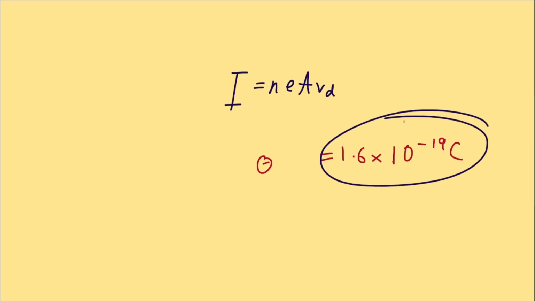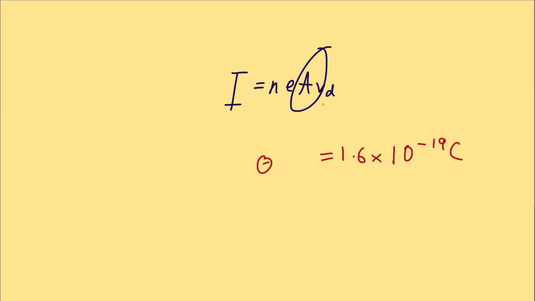The formula is current equals N E A Vd, with N being the number of free electrons per unit volume. E is the charge of an electron, which if you Google is 1.6 times 10 to the power of negative 19 coulombs. And I'll throw this on the free cheat sheet as well. A is the cross-sectional area of the wire, and Vd is drift velocity. This formula connects macroscopic current to microscopic motion of charges.